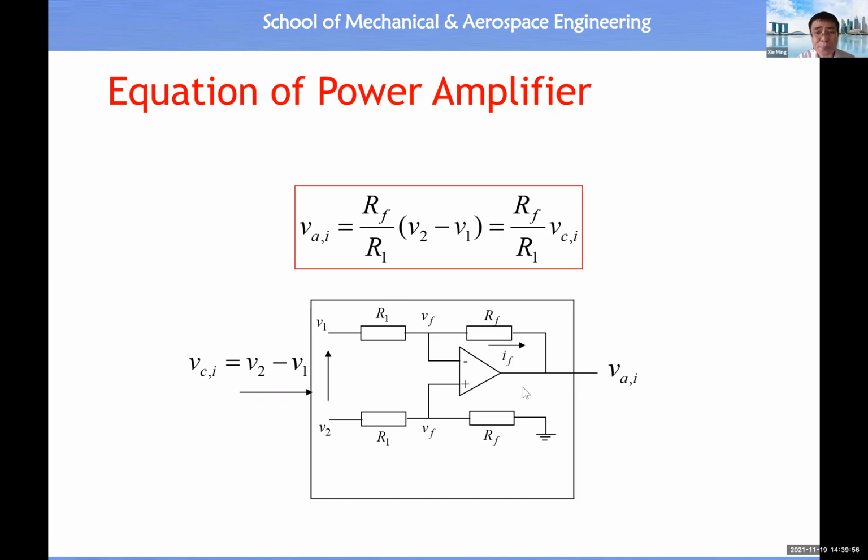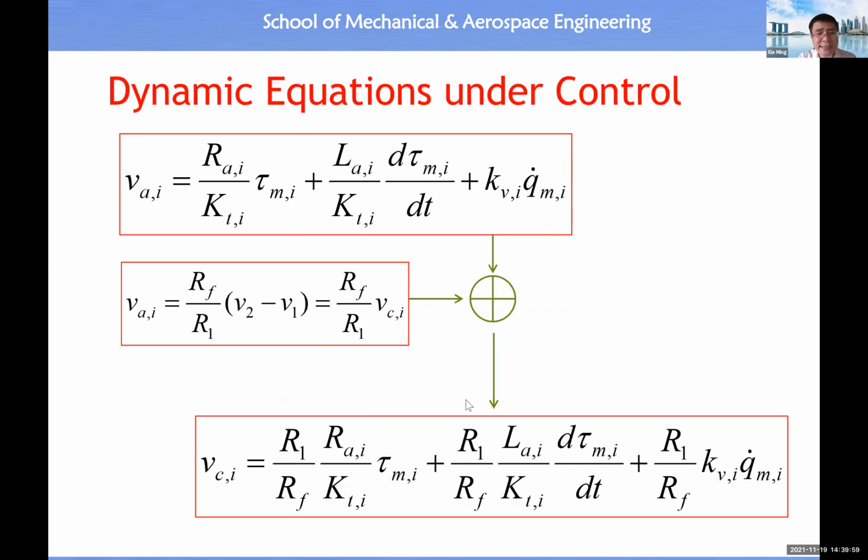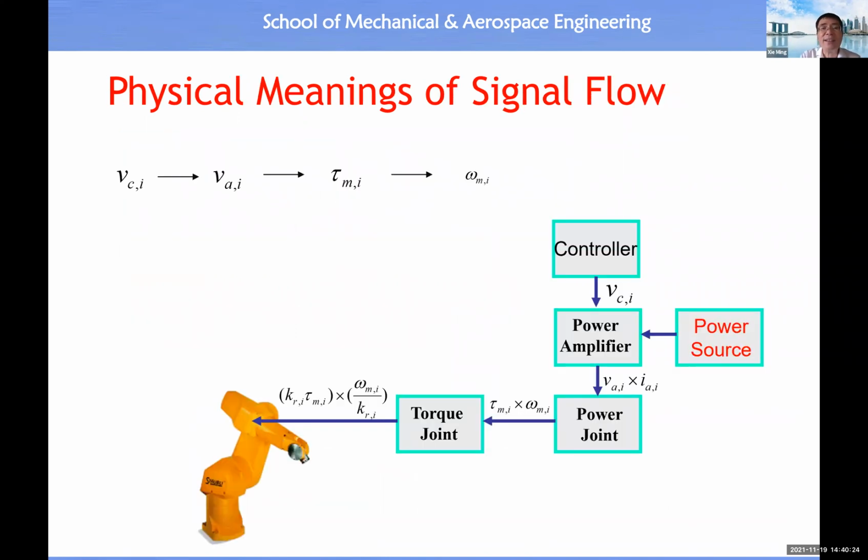All right. Now we can put them together. Substitute this one by this equation, because VAI equals VCI, where C means controller. Then we obtain this dynamic equation, which relates the control signal to mechanical energy. All right, so this is the dynamics under control of your robot.